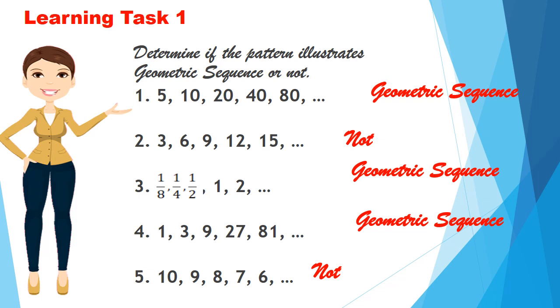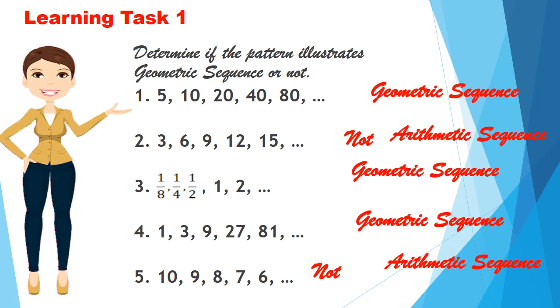That is because the pattern 3, 6, 9, 12, 15 illustrates arithmetic sequence. That is because of having a common difference of 3 and the next number is obtained by adding 3 to the preceding term. And for number 5, 10, 9, 8, 7, and 6, of course, you know very well that that is an example of arithmetic sequence.